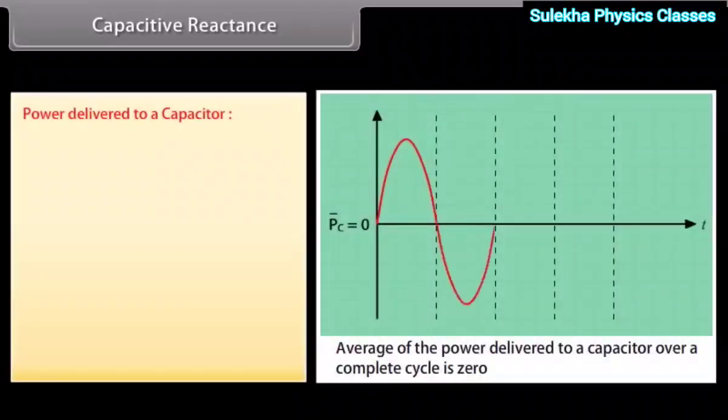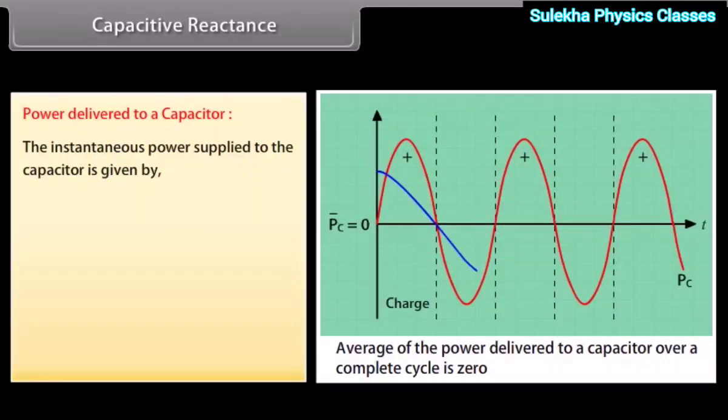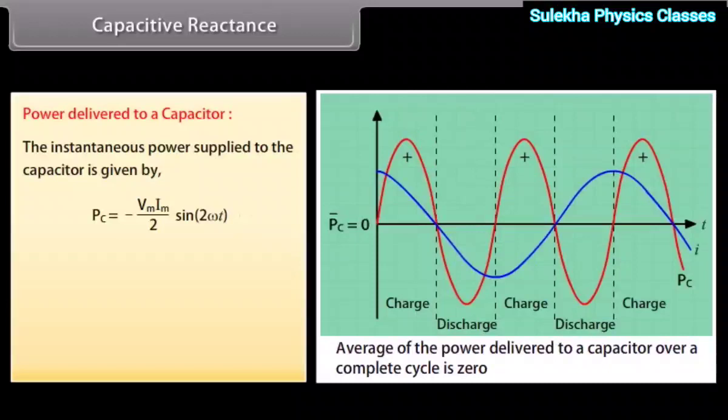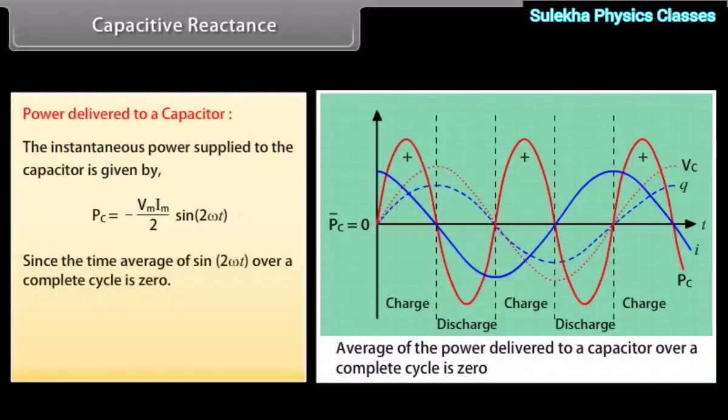Power delivered to a capacitor. The instantaneous power supplied to a capacitor is given by Vm Im upon 2 multiplied by sin 2 omega t. Since the time average of sin 2 omega t over a complete cycle is 0, therefore the average capacitor power is equal to 0.